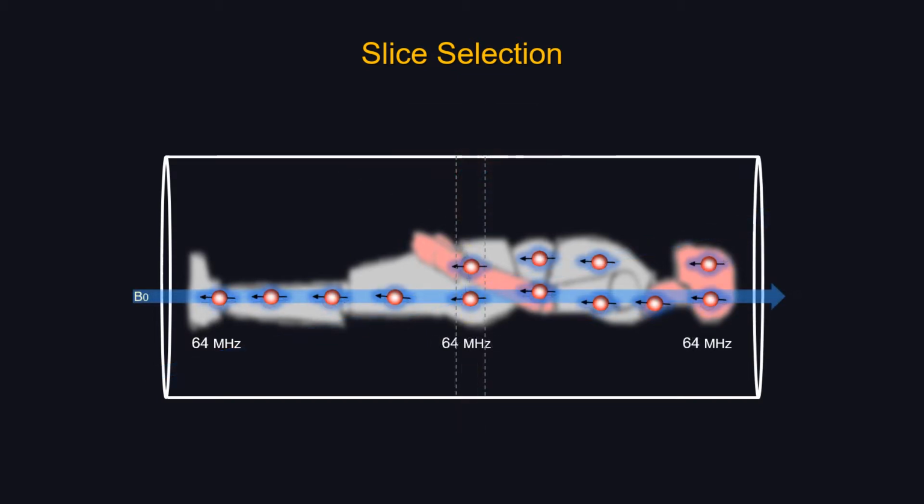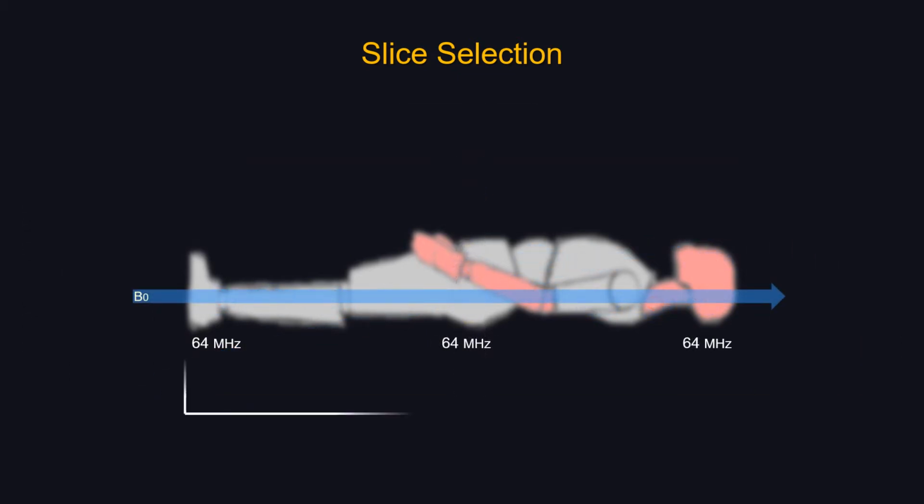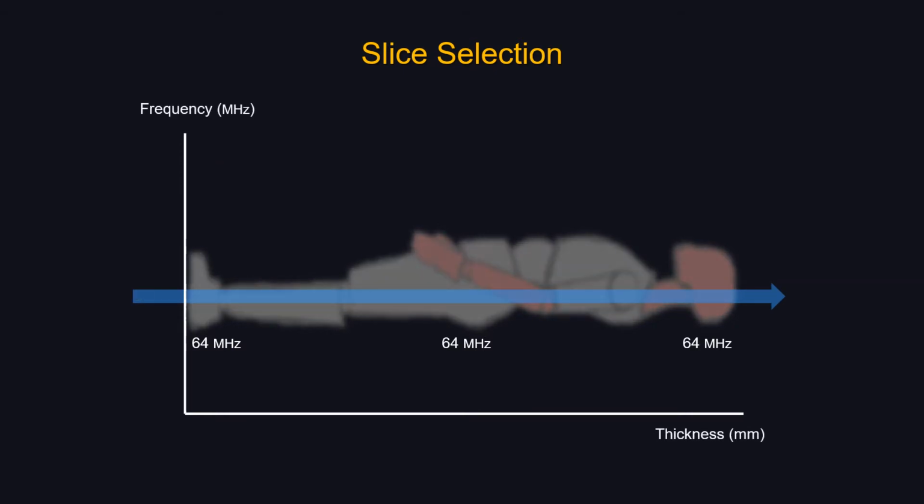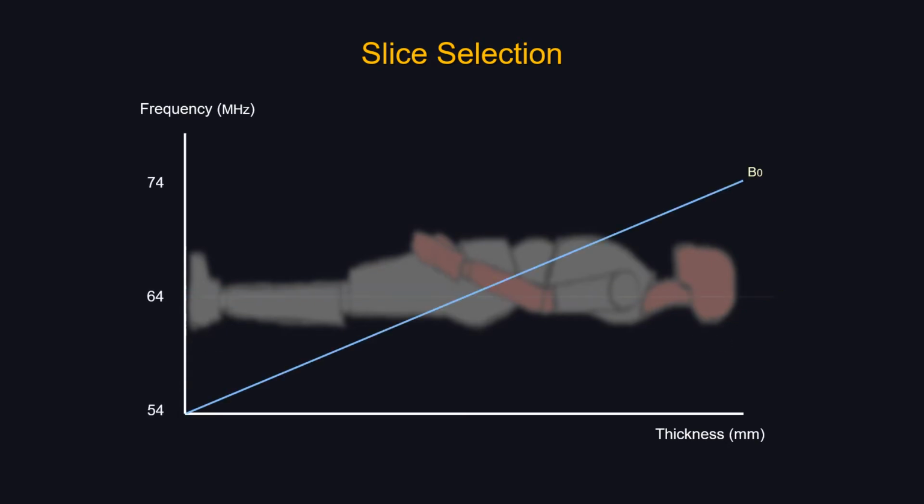Let's present this in a different graphic form. Initially, you start off with no gradient. Let's say you turn on the gradient. The highest precession frequency toward the head is now 74. The lowest precession frequency toward the feet is about 54. Again, the numbers are not real, just for illustration purposes. And you send in a bandwidth. That's how you decide the slice thickness. In this case, 63 to 64, all the protons that fall within this range will resonate. So you have a slice thickness.